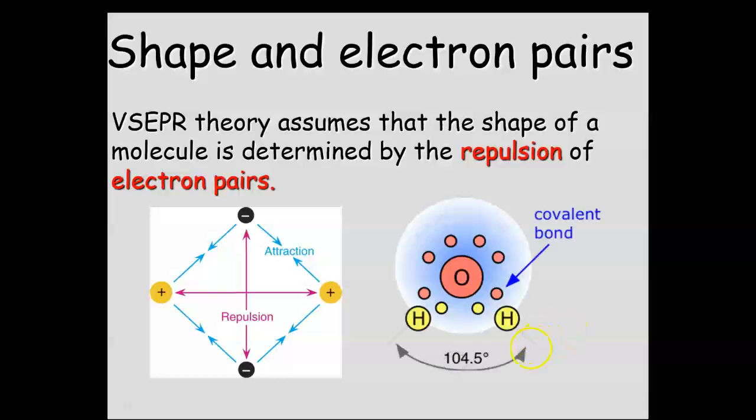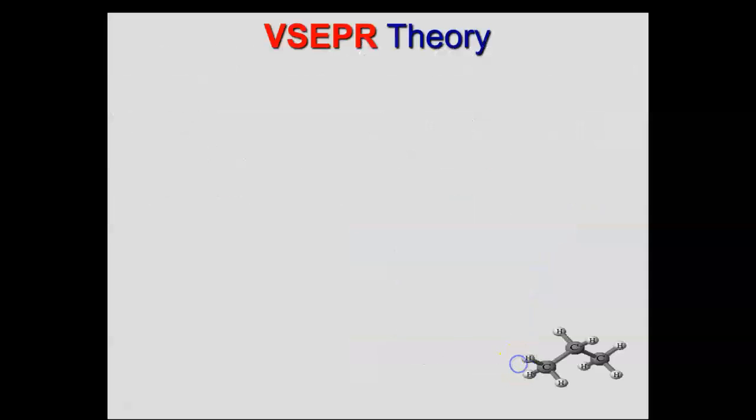Now this, for instance, looks at water, H2O, and you can see that there are two covalent bonds between oxygen and hydrogens, and there are two lone pairs on the other side of the molecule. So we'll see how we can work on this and work on the angles.